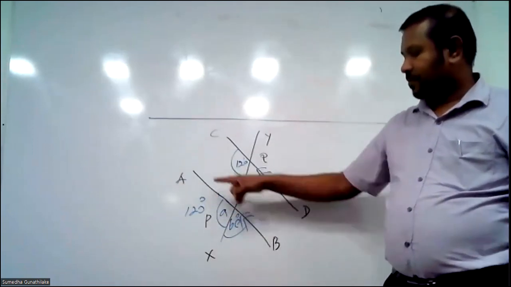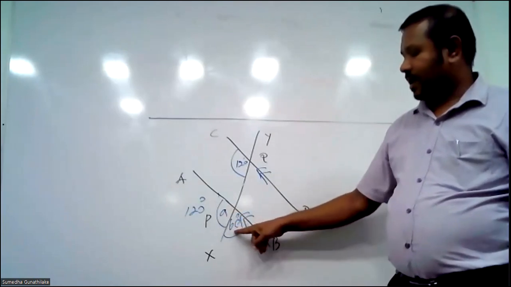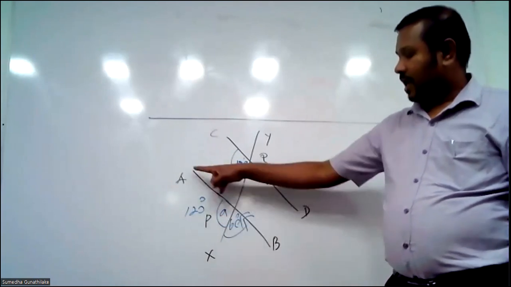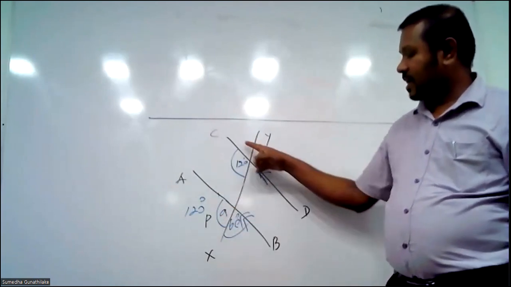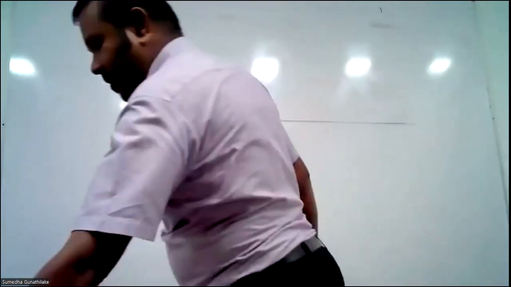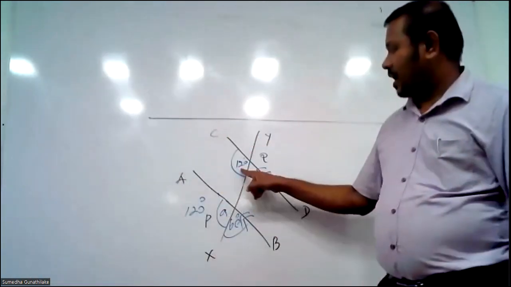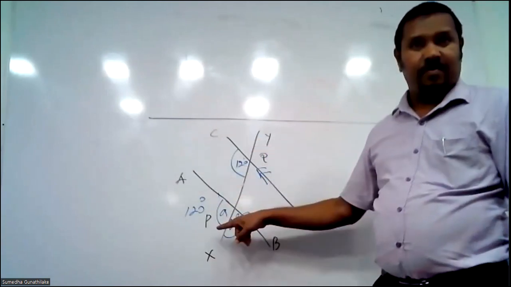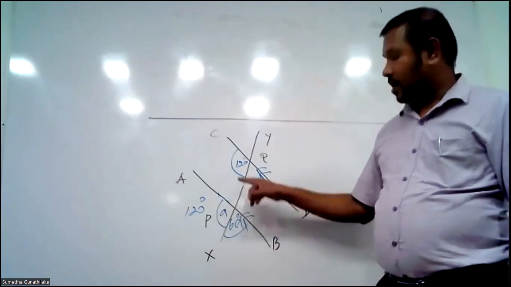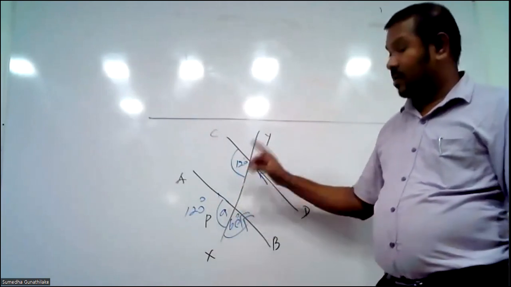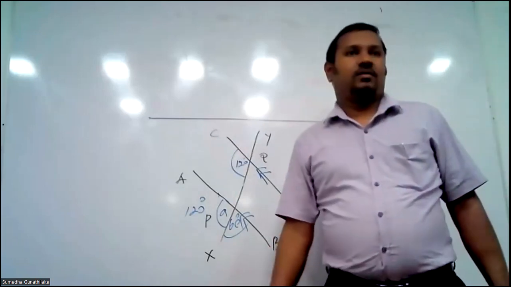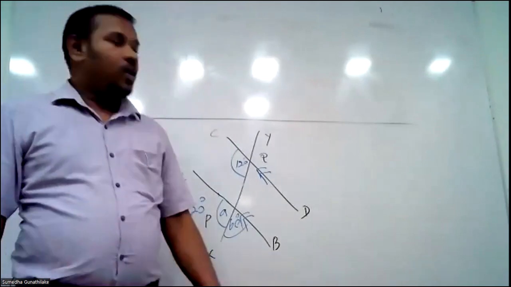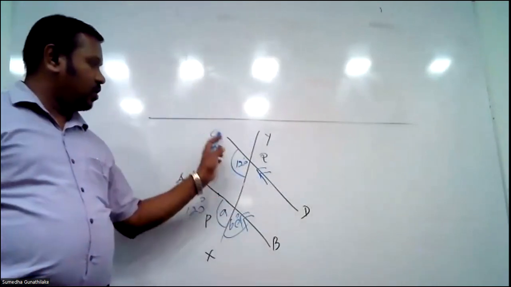AB is a straight line. The sum of the adjacent angles is 180 degrees. Therefore, A is 120. Then APX, this angle, and CQB, this angle. APX and CQB are equal, and they are corresponding angles. Corresponding angles are equal, therefore these two sides are parallel. AB parallel to CD.